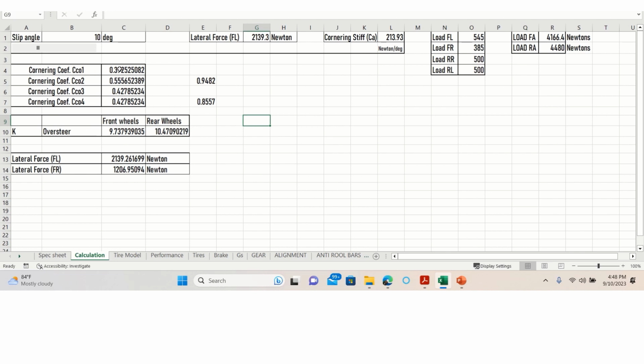This is the cornering coefficient values for front left, front right, rear left, rear right. Then lateral force and cornering stiffness. Cornering stiffness is nothing but lateral force per slip angle. So if the tire is very stiff or rigid, then you'll have less slip angle at higher lateral force. Vertical loads are over here on front left, front right, rear left, and rear right, as given.